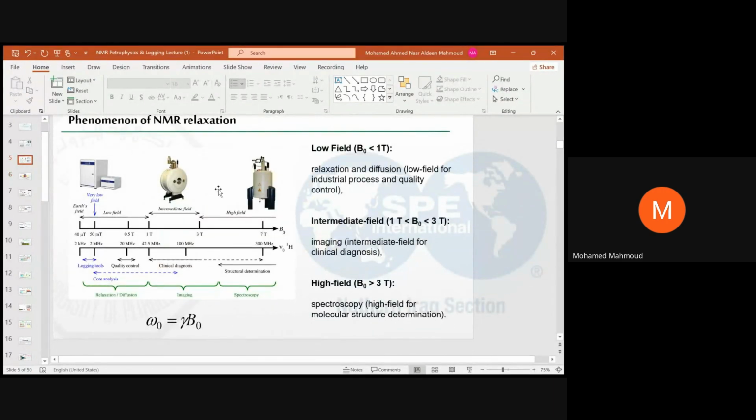A higher magnetic field gives us NMR spectroscopy. This is for molecular structure applications in chemistry and solid state physics. So we have 3 applications. Oil and gas starts with low magnetic field and low frequency. The intermediate application is the medical clinical industry. And the high field and very high frequency is for molecular structure. If you have specific chemicals and would like to investigate the chemical structure, how many carbons and hydrogens, and the structure of this chemical, we should go for high magnetic field and high frequency NMR.